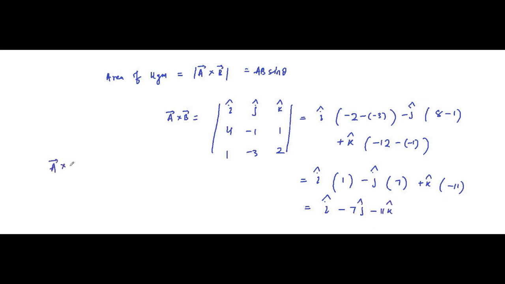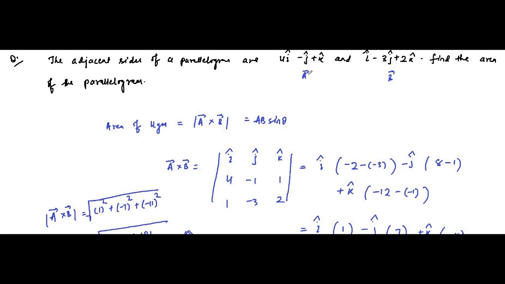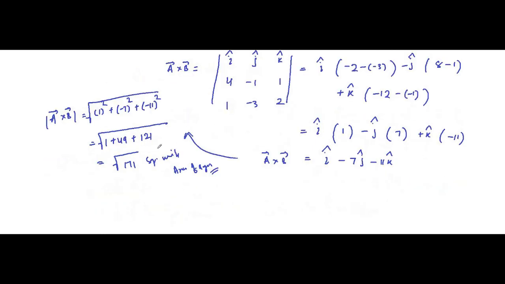So the modulus of a vector cross b vector will be the square root of 1 square plus 7 square plus 11 square, which is 1 plus 49 plus 121, 50 plus 121, which is root 171 square units. This is the modulus of a vector cross b vector, and this is the area of the parallelogram. It is the same concept: the area of the parallelogram where two vectors are the two adjacent sides is simply the magnitude of the cross product vector. So first we evaluated the cross product and then its magnitude.